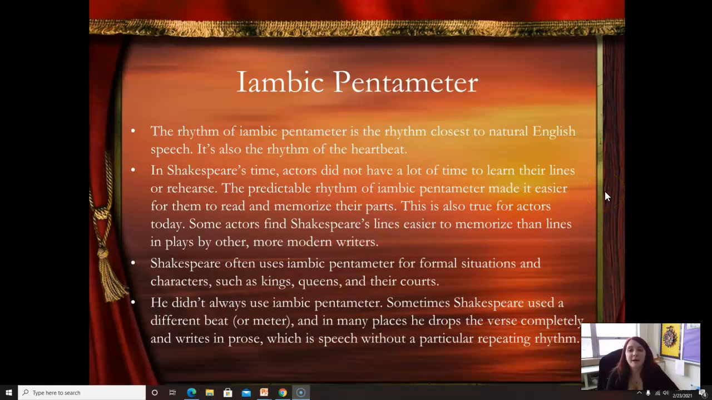So the rhythm of an iambic pentameter is the rhythm closest to English speech. In Shakespeare's time, actors did not have a lot of time to learn their lines, so they had to predict the rhythm of the iambic pentameter. That made it easier for them to memorize the parts, so they can have a flow to help them memorize lines. So they often use this in formal situations with characters of kings, queens, and their courts. And he actually didn't always use the iambic pentameter, but he used a different beat in different places, and you'll kind of notice that.